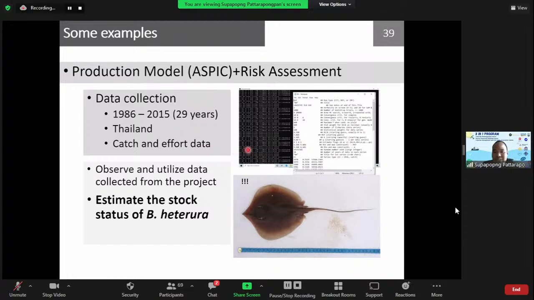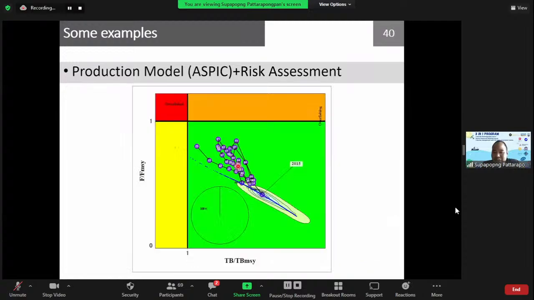We call it ASPIC, a stock surplus production model incorporated with covariance with some risk assessment. So we use this kind of software, a computer program, to do the simulation for us and get the final result. And this is the result of ASPIC using the Fox and Shaffer model.